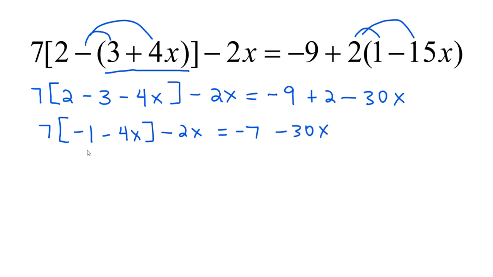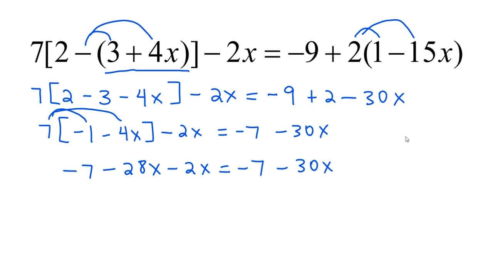Now to get rid of this last set of grouping symbols, these brackets, I'm going to distribute this 7. So that gives me a negative 7 minus 28x minus 2x equals negative 7 minus 30x. Okay, so I have a negative 7, and then I'm going to combine these two like terms, negative 28x and negative 2x. That'd be a negative 30x.